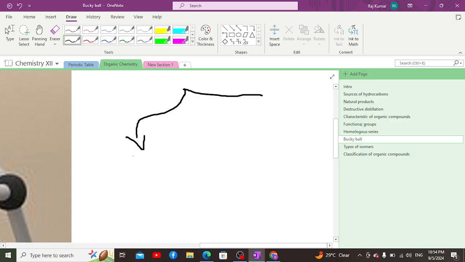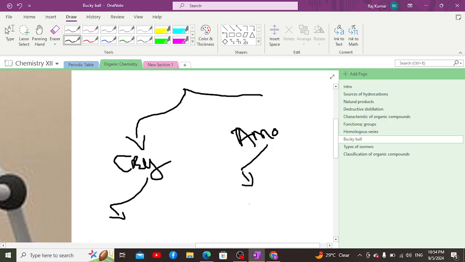The allotropic forms of carbon are classified into crystalline form and amorphous form. I'm just writing the short form of it: amorphous and crystalline form. Crystalline form is further classified into types, but first let's discuss the amorphous form. Number one is coke, which we have previously discussed.